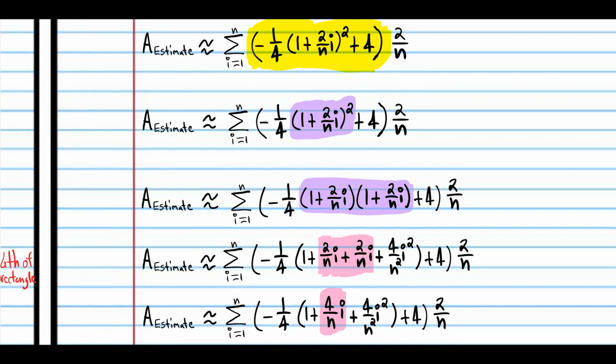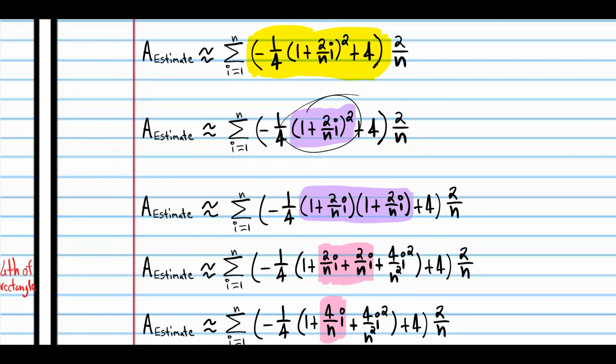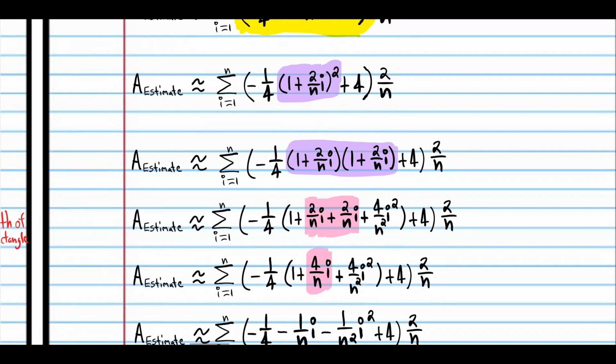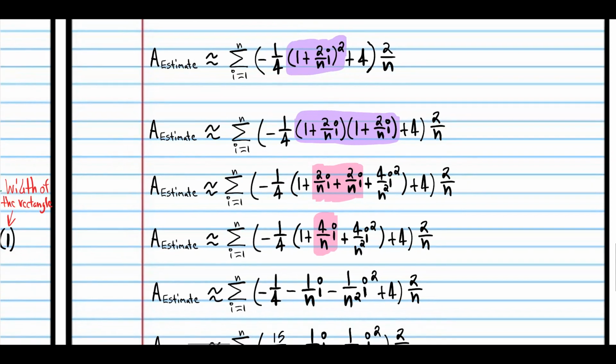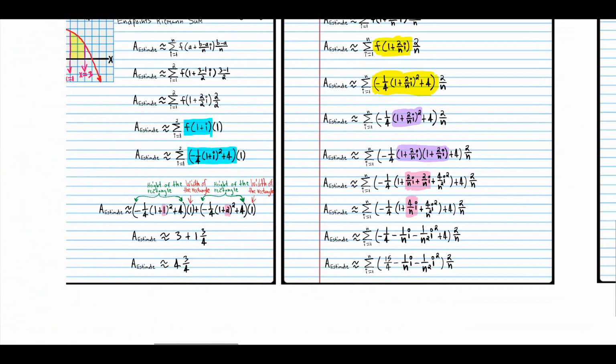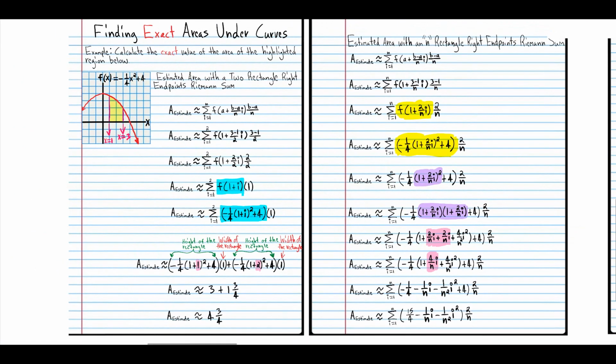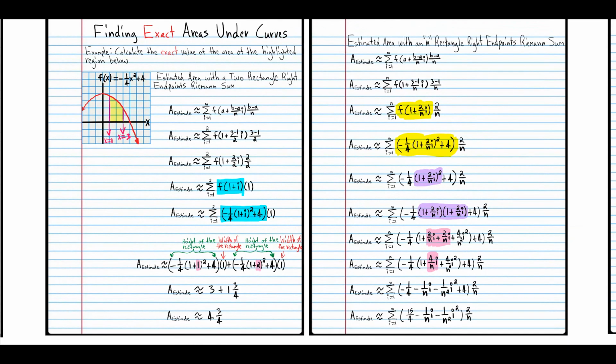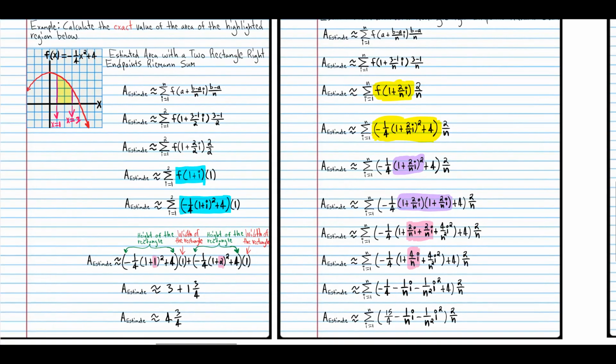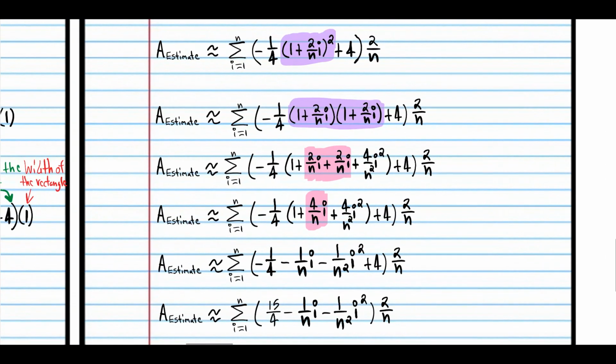Okay, so what we're going to do is take this expression and expand it using FOIL. That's 1 plus 2 over n i times 1 plus 2 over n i. We use FOIL and we get to here, right? Now you can stop the video anytime you want to, and you can take a picture of this with your phone and go through every step. Again, we're finding an estimate for the area using n rectangles, whereas over here we only used 2 rectangles. So I want you to understand what we're doing here.